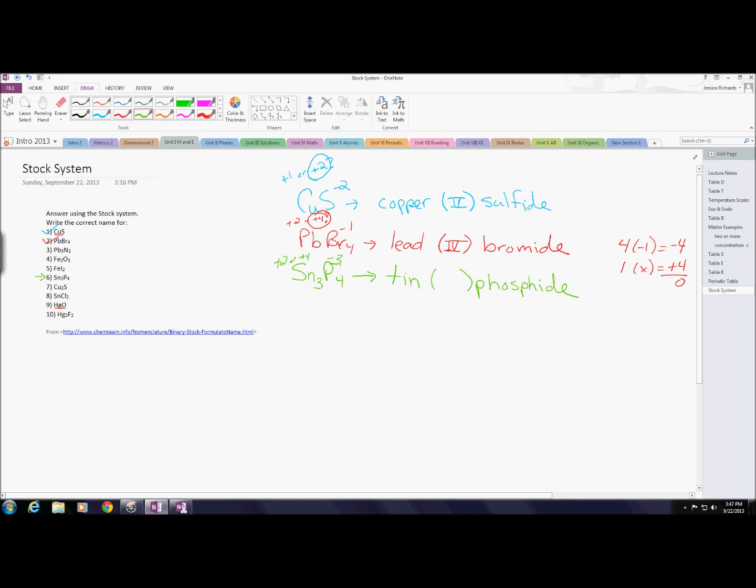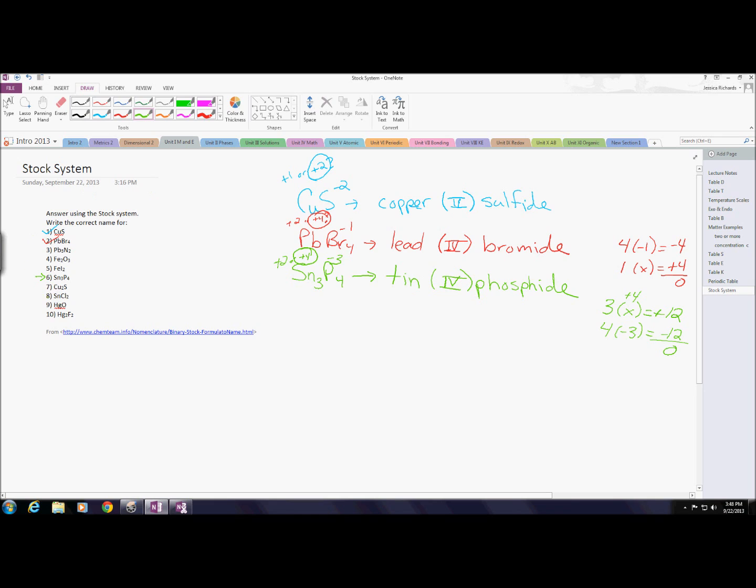So I do my scrap work over here. I have 3 tins. I have no idea what their charge is. I have 4 phosphoruses at -3 each. So 4 times -3 is -12. If I want all of this to add up to 0, my positive charge is going to have to be +12. So if I solve for x, x is going to have to be +4. So this tin is +4. So this becomes tin(IV) phosphide.